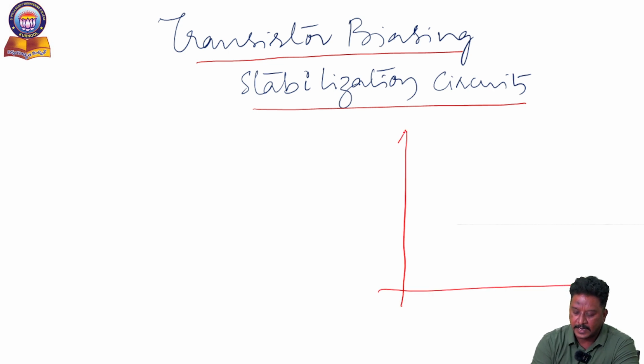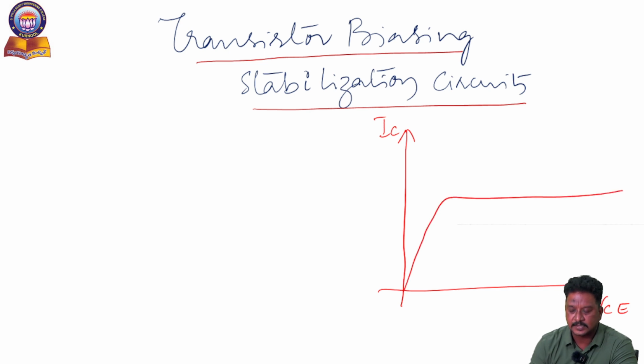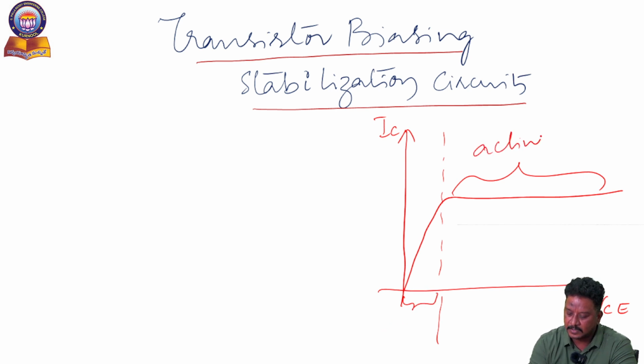So I am trying to highlight the output characteristics of the CE configuration once again. This is the output current IC and this is the output voltage VCE. Of course, the output characteristics of the transistor will be like this. Obviously, we can locate three important regions. One is the active region, another is the saturation region, and another is the cutoff region. This is the active region, this is the saturation region, and of course this is the cutoff region.